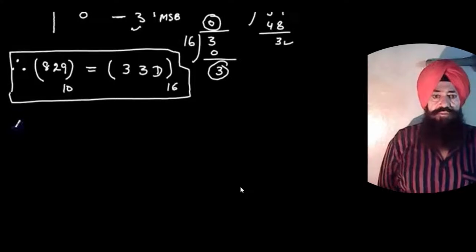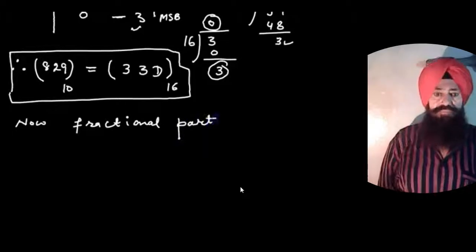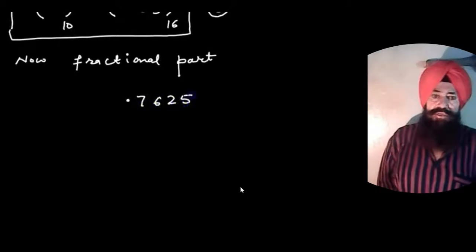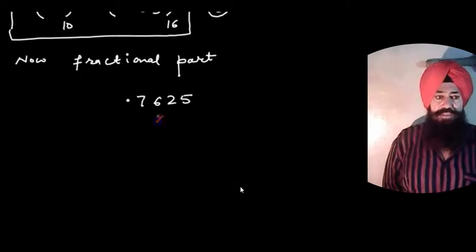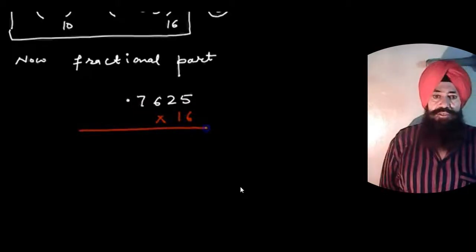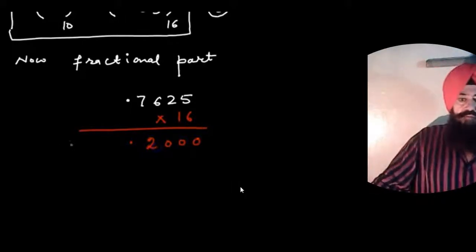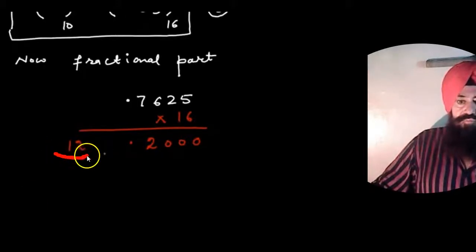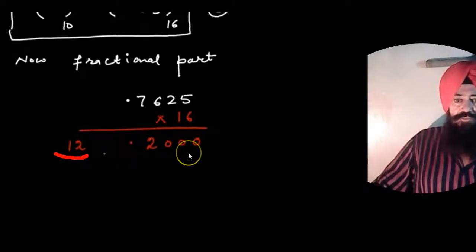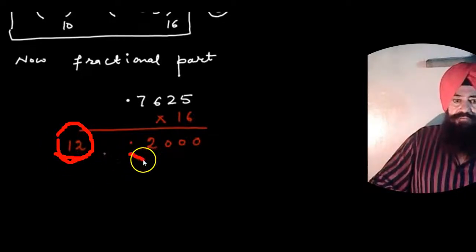Now coming to the fractional part in the decimal system. The fractional part is 0.7625. Now what's the procedure? The procedure is to go on multiplying by 16. When you multiply by 16, what you'll get? You'll get 12.2000. So this is the 12 integer, this is the fraction.